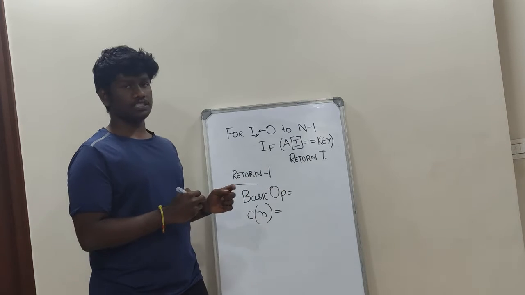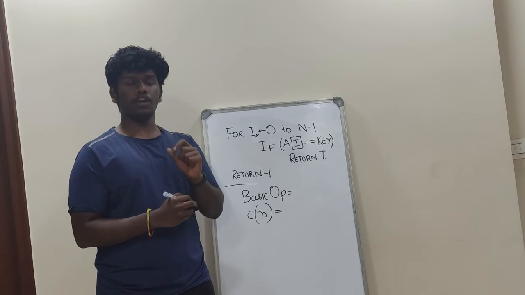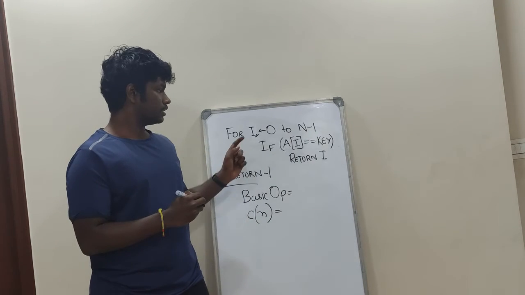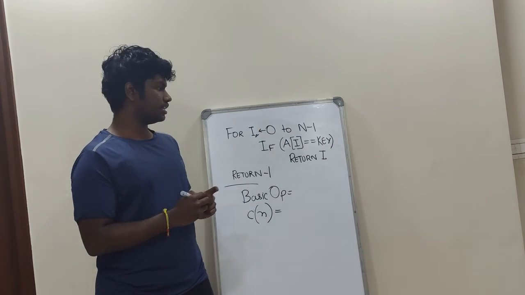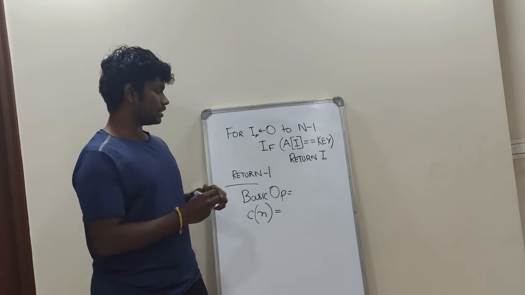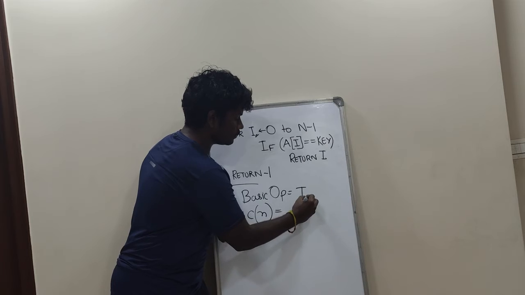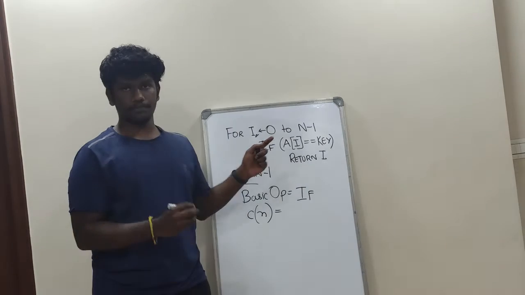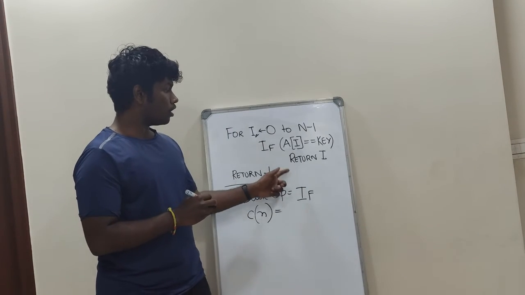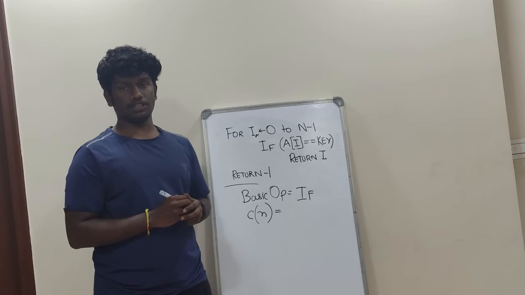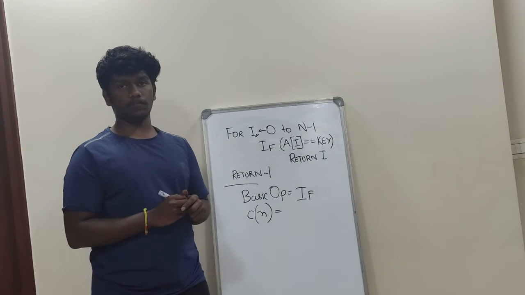Here, the basic operation is the operation which we are doing on each and every iteration. Since in each and every iteration here we are comparing, the basic operation would be the if statement which is inside the loop. Now, how many times is the if statement being executed? That will tell C of n.